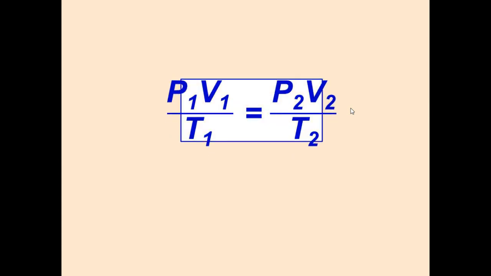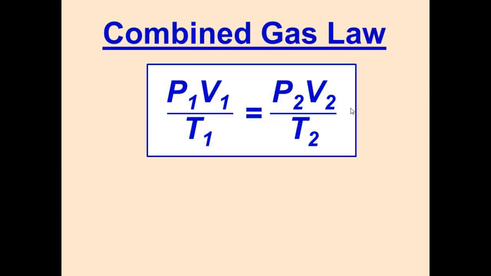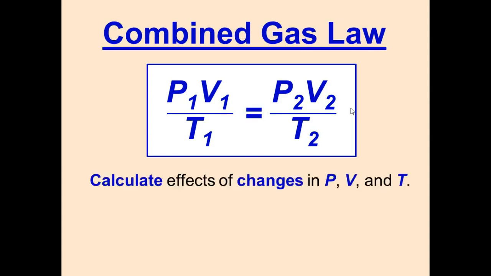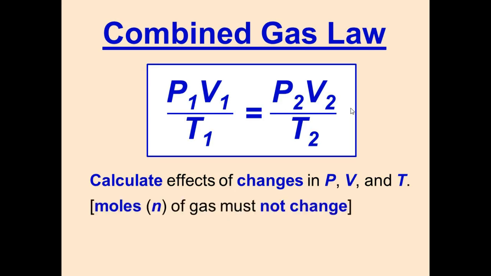And now we get to talk about our fun formula here, which is the combined gas law formula. So it's P1V1 divided by T1 equals P2V2 divided by T2. And this calculates effects of changes in pressure, volume, and temperature. And for this formula, we have to assume that the number of moles does not change. So important, if the number of moles changes, we have to use a different formula, which we'll talk about in the next video.